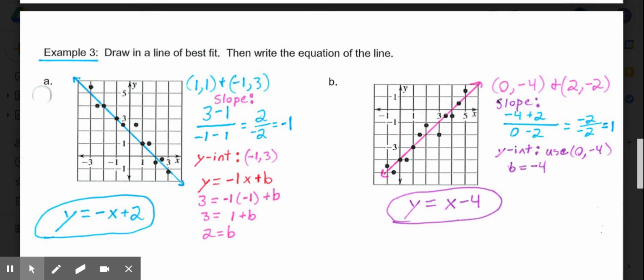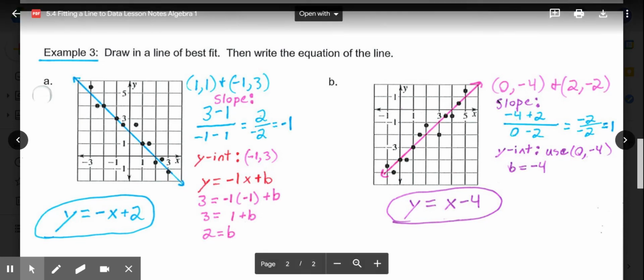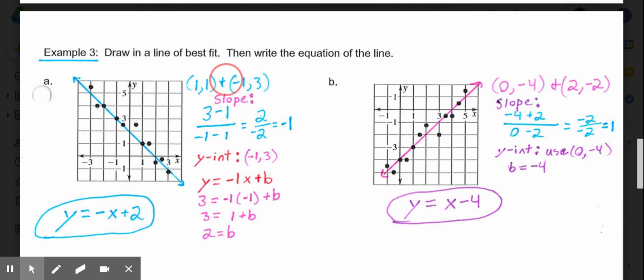Then what we want to look at is picking 2 points off the line that we drew. So I chose the point (1, 1), and then (-1, 3). So I'm first going to figure out the slope of my line. So change in y over change in x. So on top, 3 minus 1. On bottom, -1 minus 1. That gives me a slope of 2 over -2, which simplifies to just a -1. So my slope, or m, is a -1.